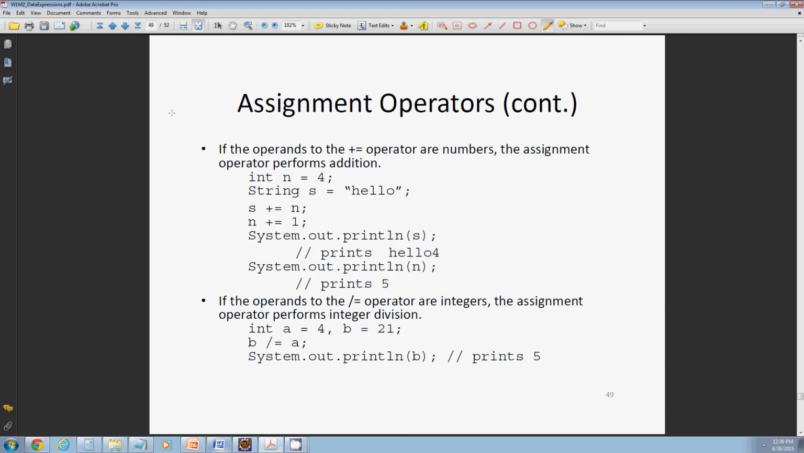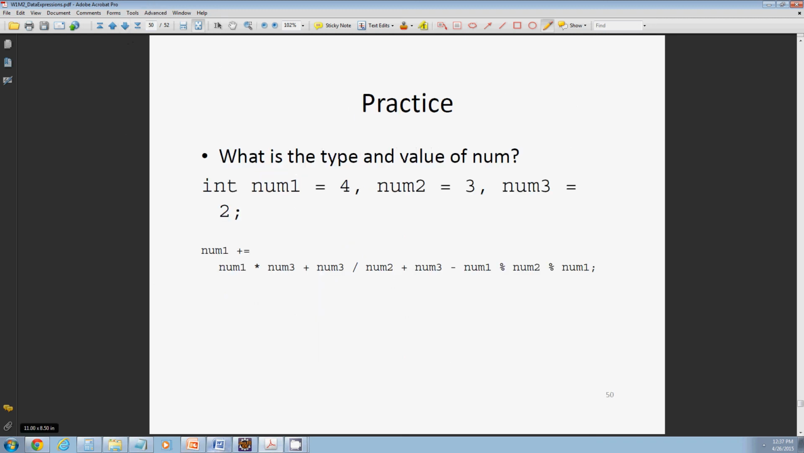Before we do that, though, the assignment operators plus equals and divide by equals work the same as their underlying arithmetic operator. So if we have a plus equals and one of the operands is a string, plus equals is going to perform string concatenation. And if we have a divide equals and both of the variables are integers, then divide equals is going to perform integer division. So plus equals works the same as plus in terms of whether it performs addition or concatenation, and divide equals works the same as divide in terms of whether it performs integer division or full-blown division. So now let's take a look at an example.